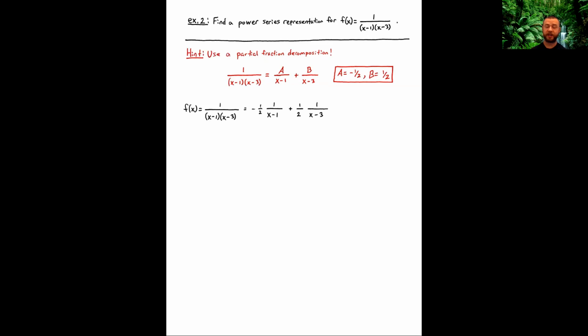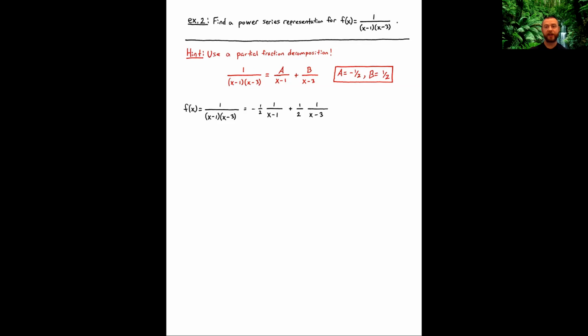All right, what this does for us is it allows us to algebraically rewrite, which is the main theme for all of our examples, as a sum of two simple functions. We have minus a half times 1 over x minus 1, and then we're adding to that positive a half, 1 divided by x minus 3.